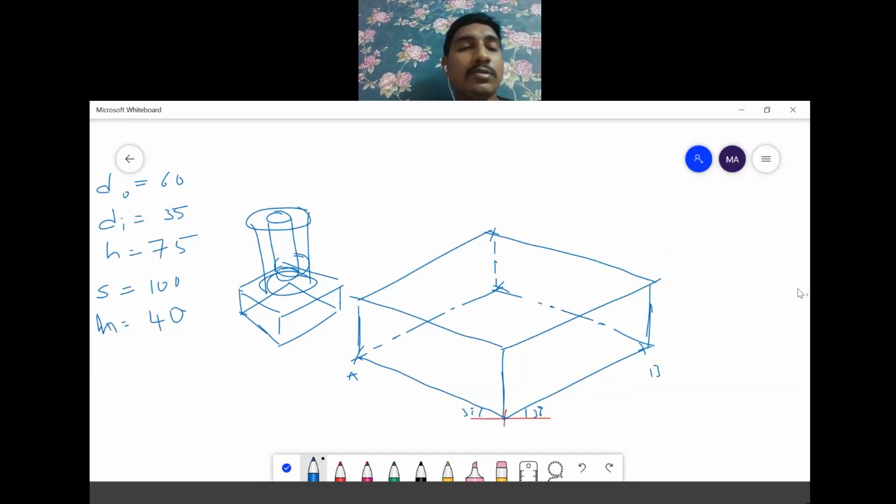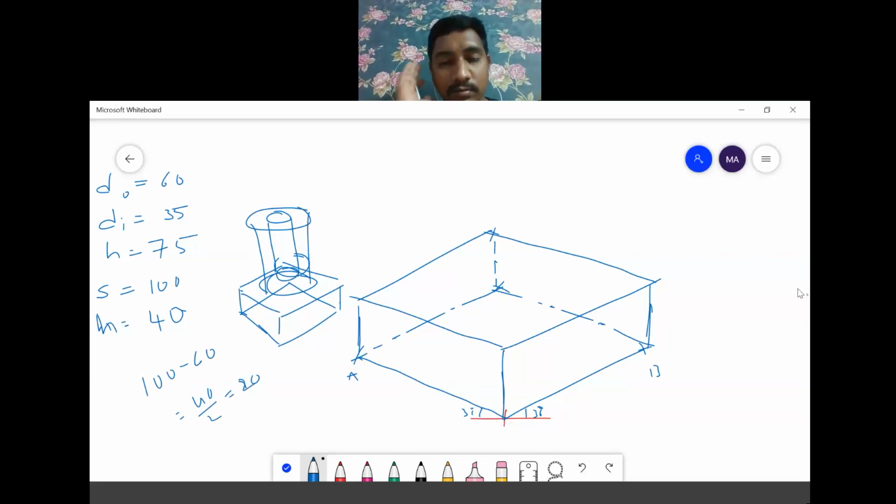You have to reduce 100 minus 60. How much is it? 40. 40 by 2, 20 mm. You have to reduce 20 mm on each side.